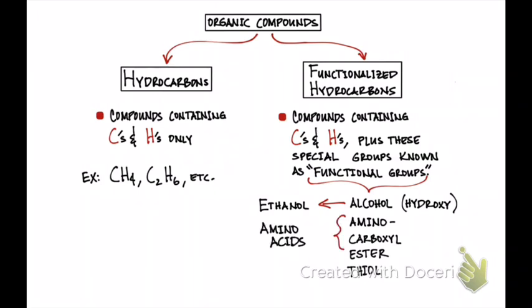You can have amino acids. They contain both the amino group and the carboxylic acid group, and that's why they're called amino acids. You can also have esters, like ethyl acetate. And thiols, like ethane thiol, which in the industry are also known as mercaptans.